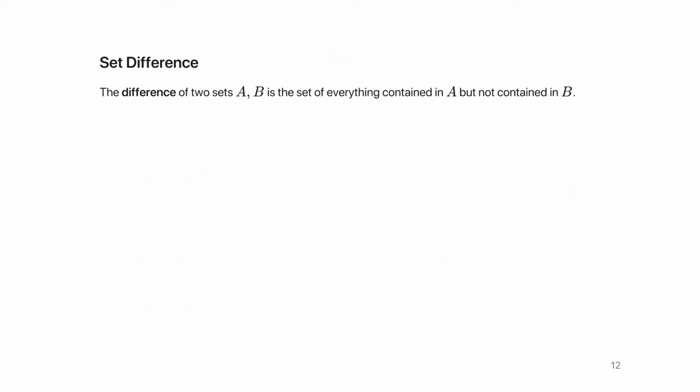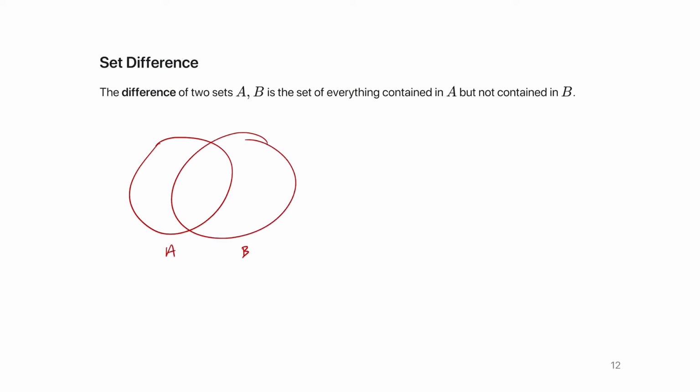Everything okay? Cool. So now here's another set operation. We say the difference of 2 sets A and B is the set of everything contained in A but not contained in B. I'm not good at drawing circles, but okay, here. A and B. The difference is the set of everything in A but not in B. So what would that look like? That's set difference.